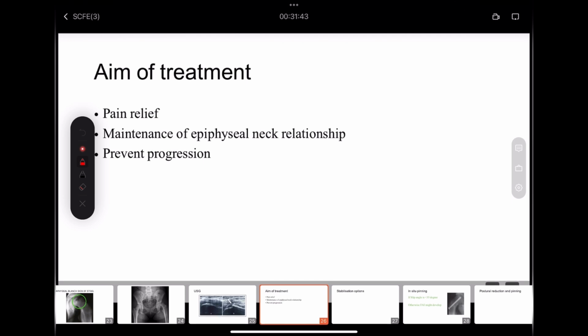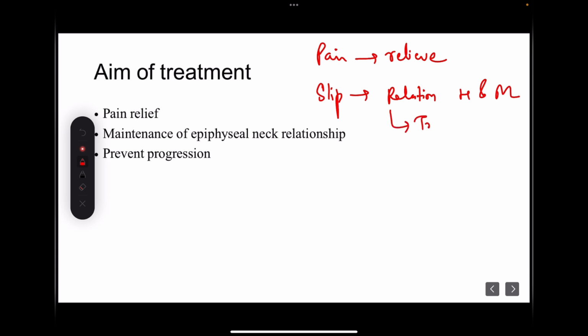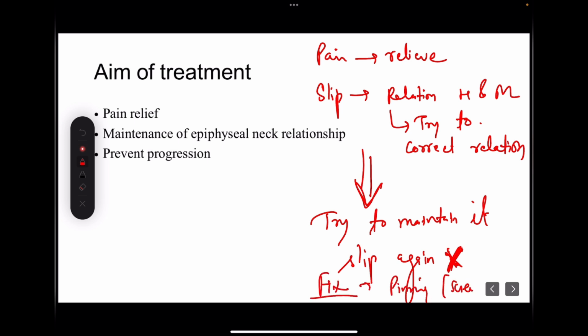Now coming to the treatment. What should be the aim of the treatment? Since the child is having pain, we should relieve the pain. Since the child is having slip and the relation between head and metaphysis is abnormal, try to correct this relation again. And once you have corrected this relation, try to maintain it. It should not slip again. So what should you do so that it should not slip again? Try to fix it. That is the concept of pinning, insertion of a screw.